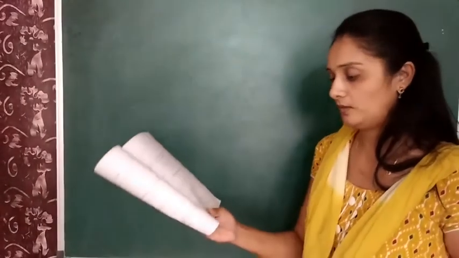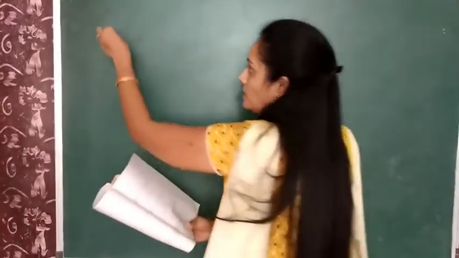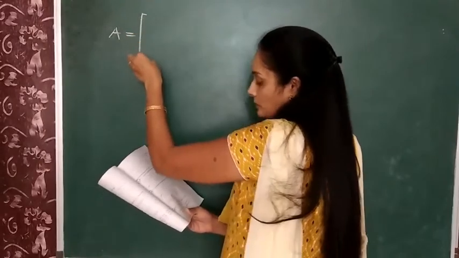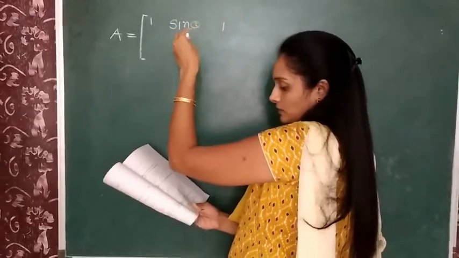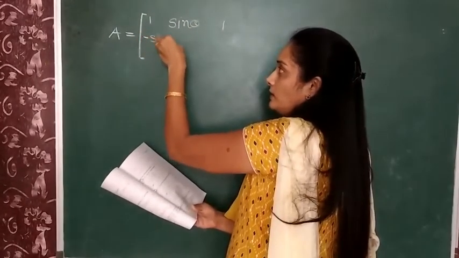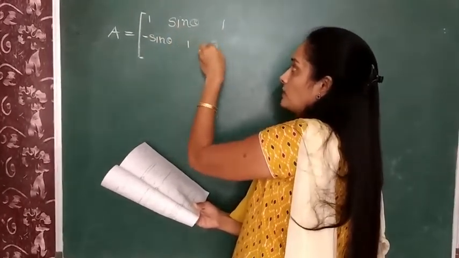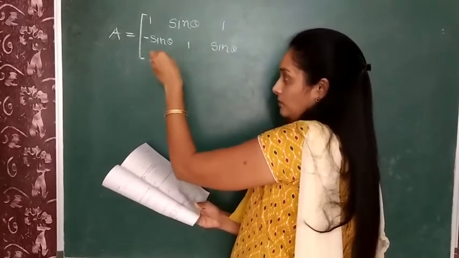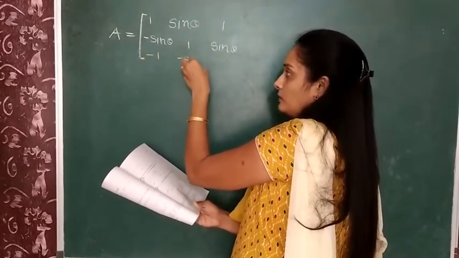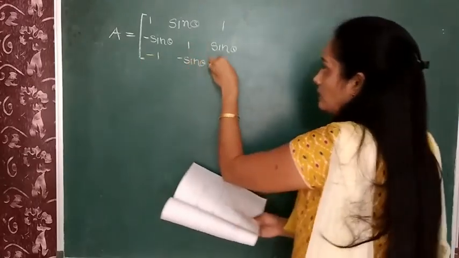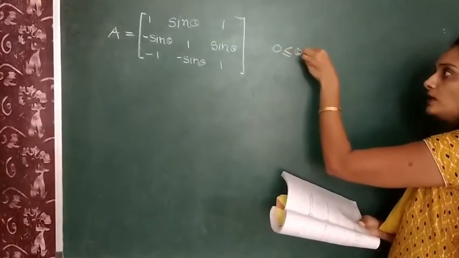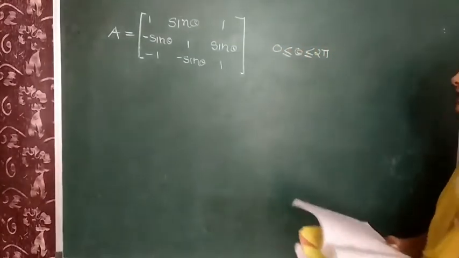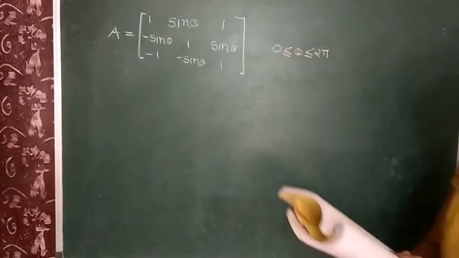Okay, now we are going to do question 19. Let matrix A be equal to [1, sin theta, 1; minus sin theta, 1, sin theta; minus 1, minus sin theta, 1], where 0 ≤ theta ≤ 2π. That means theta lies between 0 and 2π.